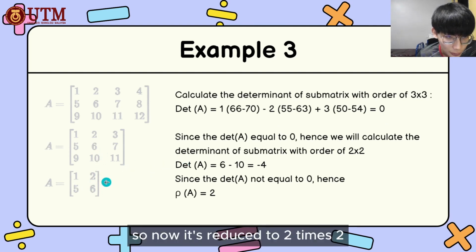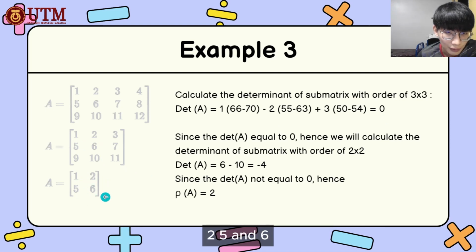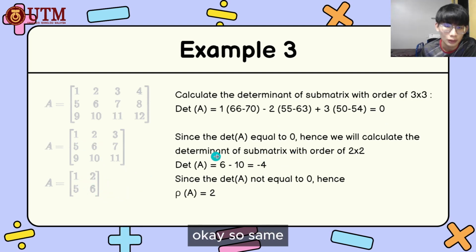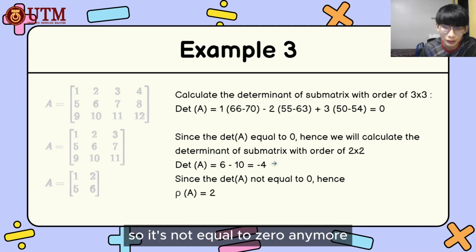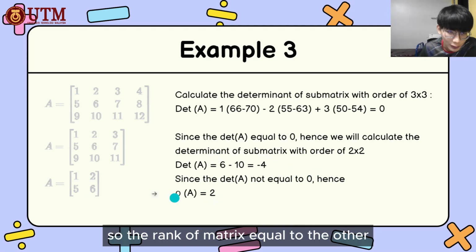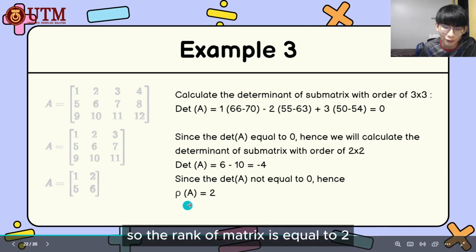Now it's reduced to 2 times 2, where we take the numbers 1, 2, 5, and 6. Same as before, we calculate the determinant again. Now we obtain negative 4, so it's not equal to 0 anymore. So the rank of the matrix will equal the order of this matrix, which is 2. So the rank of the matrix is equal to 2.